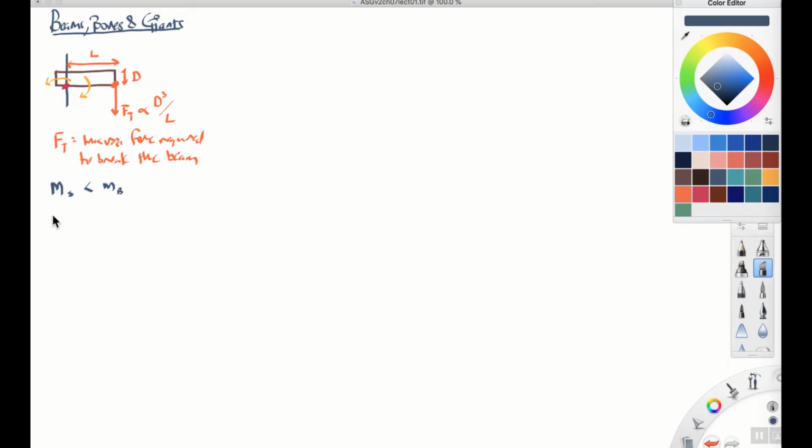And the supporting moment was proportional to the longitudinal resistance and the lever arm d over 2, right? So this was this lever arm right here, and there was a resistive force that was holding it together right here. So the supporting moment went as the longitudinal resistance and the lever arm, and the breaking moment goes as the transverse force and the length, right?